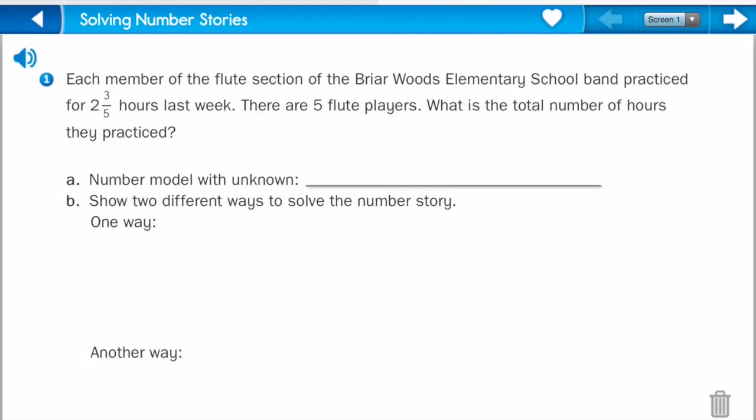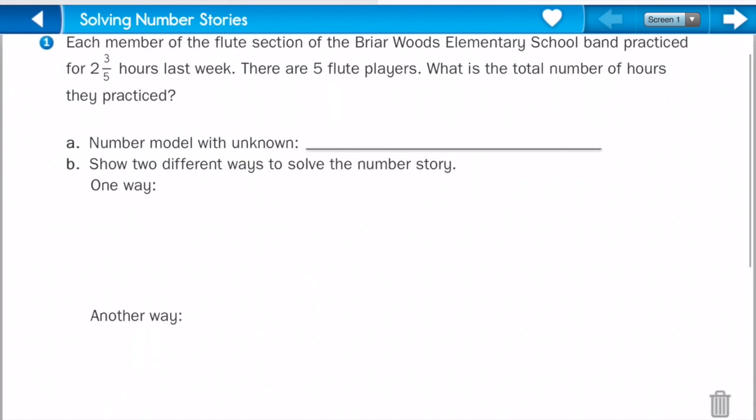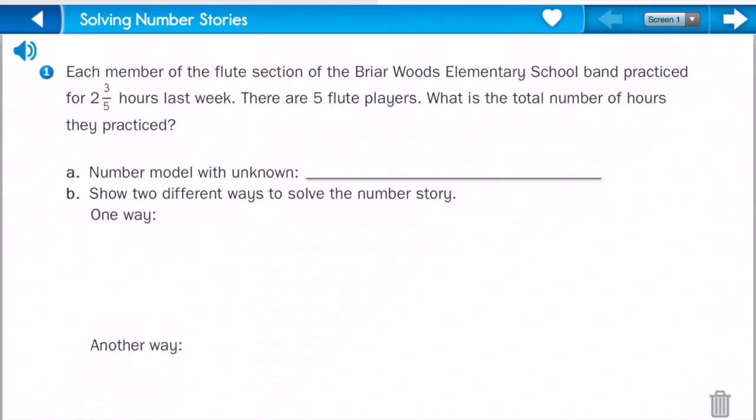All right, so let's figure out what our number model with our unknown is going to be first. They each practiced for 2 3/5 hours last week, and there are 5 flute players. So there are 5 people. We're going to multiply that times 2 3/5, and that will equal, let's do H for hours.